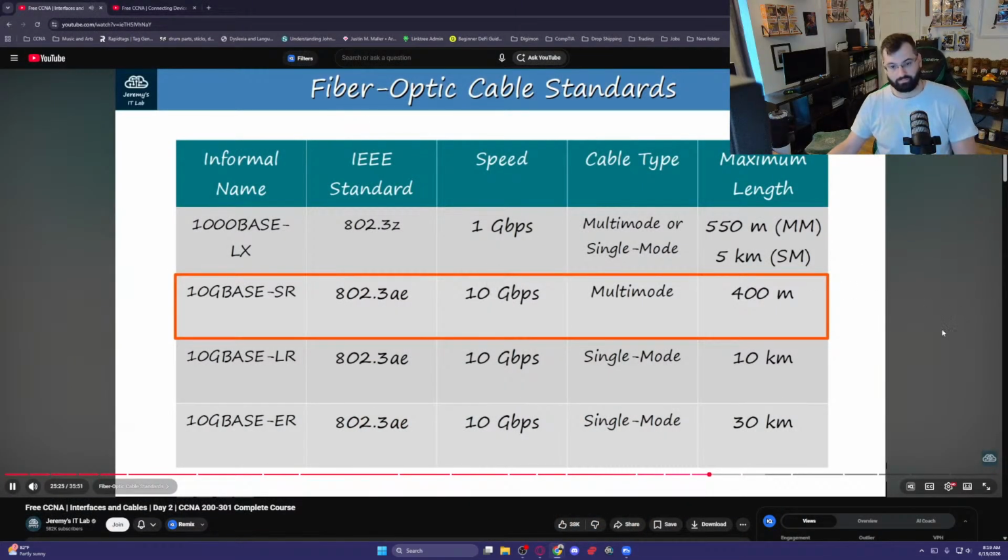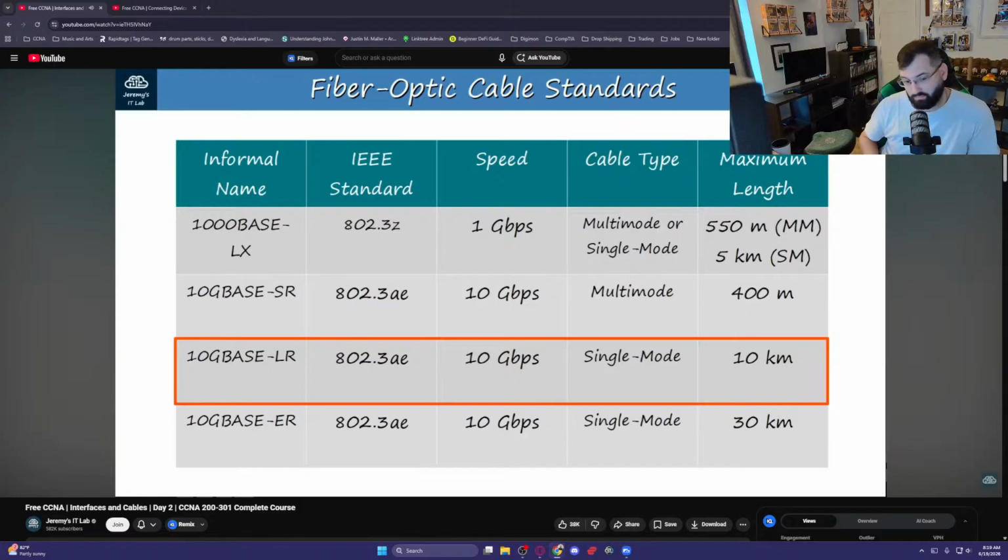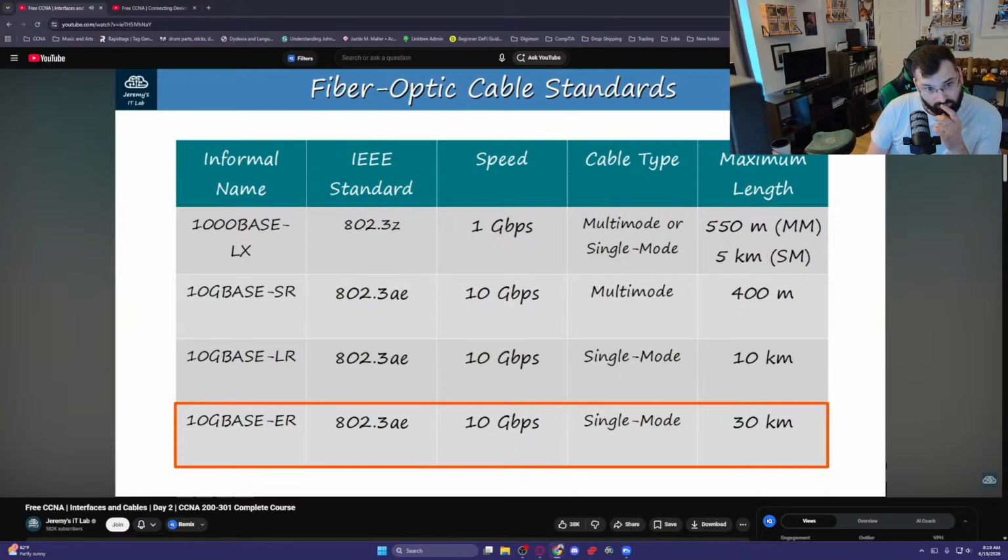Anyway. Defined in the 802.3AE standard, which operates at 10 gigabits per second. It uses multi-mode fiber and can support cable lengths up to 400 meters. Next is 10G base LR, also defined in the 802.3AE standard, again operating at 10 gigabits per second. 10G base LR, however, uses single-mode fiber, and cable lengths can be up to 10 kilometers. Finally, 10G base ER, also part of the 802.3AE standard, and operating at 10 gigabits per second. It supports cable lengths even longer than 10G base LR, with distances up to 30 kilometers possible over a standard connection. That's crazy. This is just a sample of fiber optic standards.